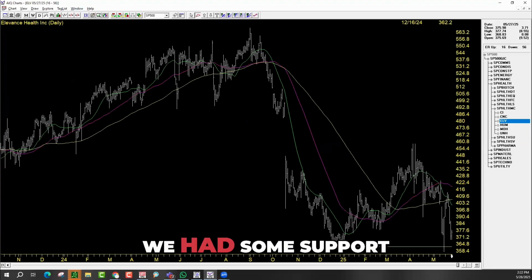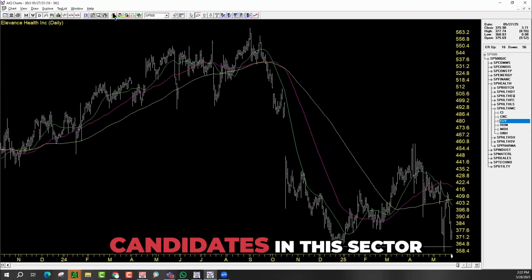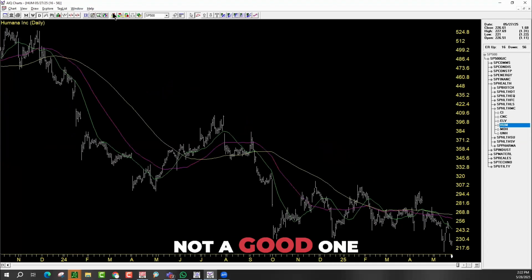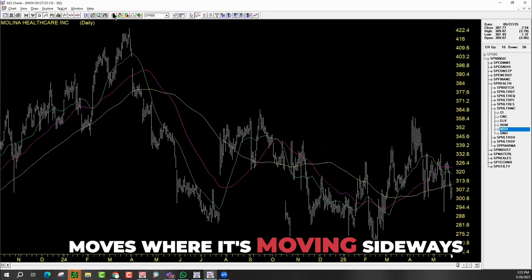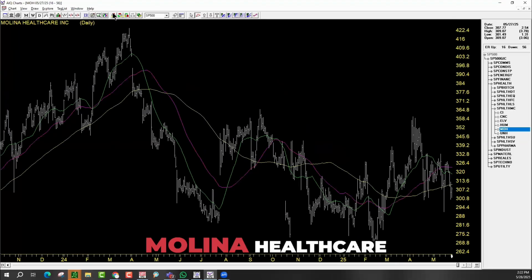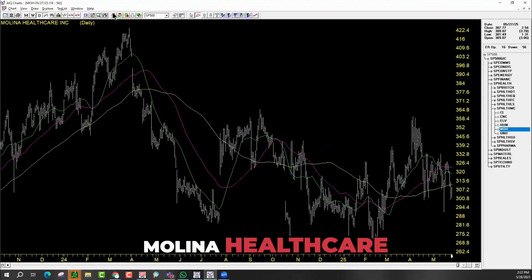This one's a similar type of thing. We had some support down here. It's going to hit here. We're looking for short candidates in this sector. Not a good one. Very similar here as well. Kind of missed that mover. It's moving sideways. This one is Molina Healthcare.